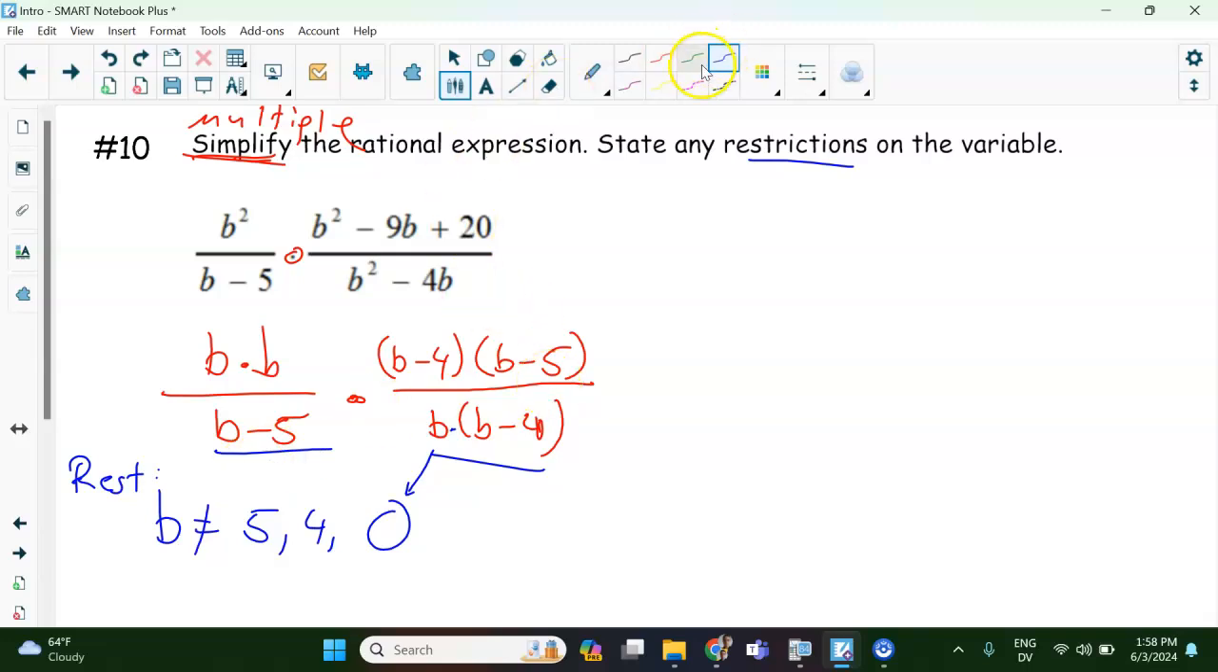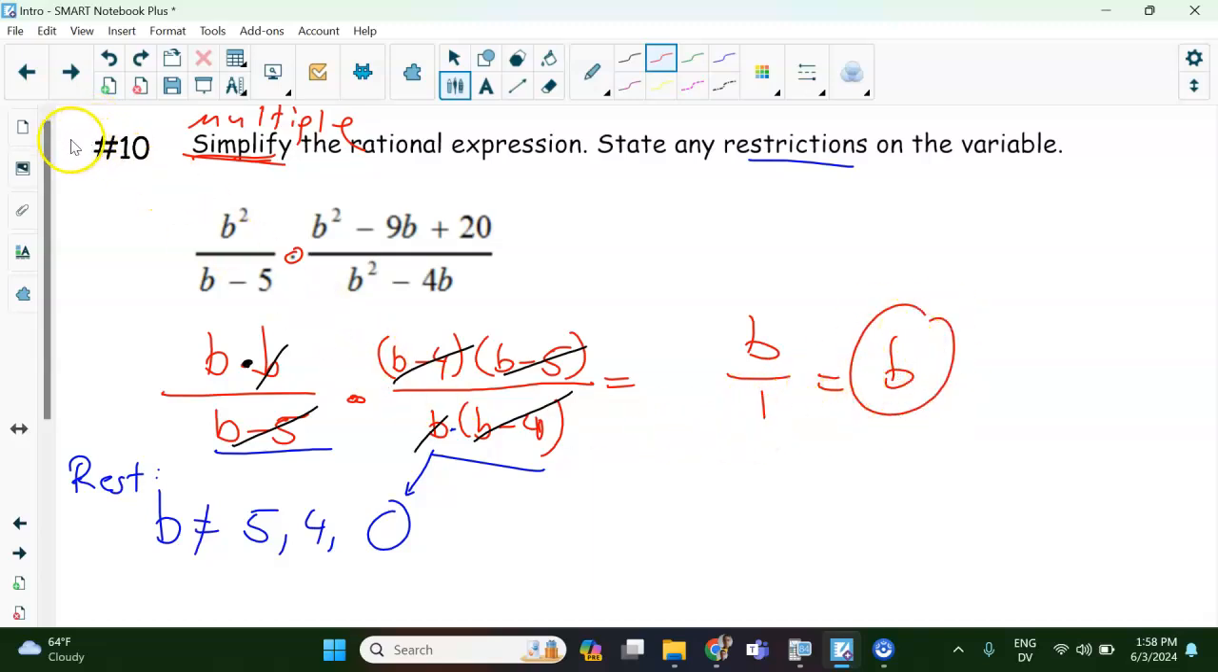Okay, and now is the fun part. You just get to cancel out. We have matching b minus 5s. We have matching b minus 4s. And then this times b will cancel with that times b. What's left up top is just b, and on the bottom is really just 1. So all that cleans up to be b.